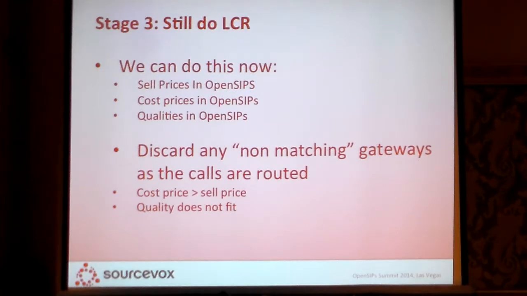So all we need to do now with our least cost routing, instead of just saying choose the next gateway, we can actually do something clever with our least cost routing code. Basically what we're going to do is look at all the gateways as they get selected by OpenSIPS, compare cost price and sell price, compare quality, and discard any that don't fit, and route the calls to any carriers that do fit.